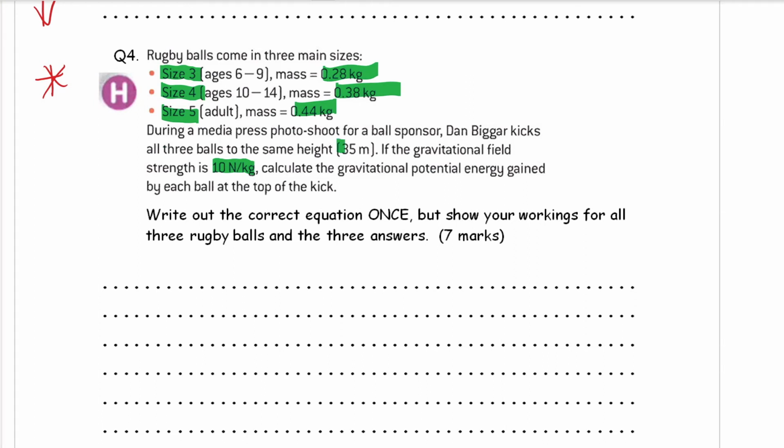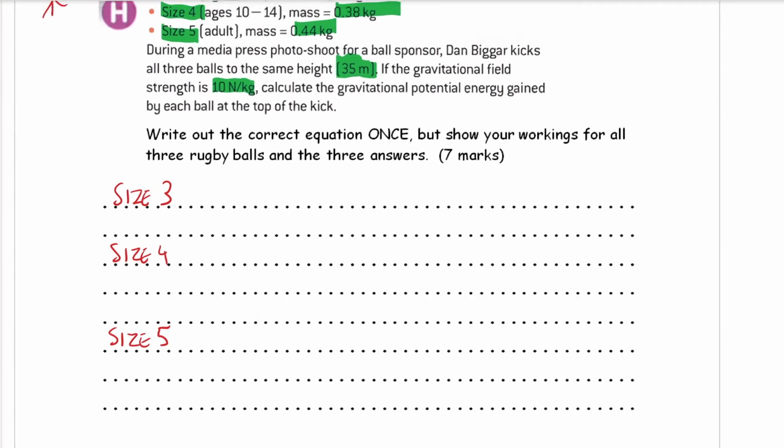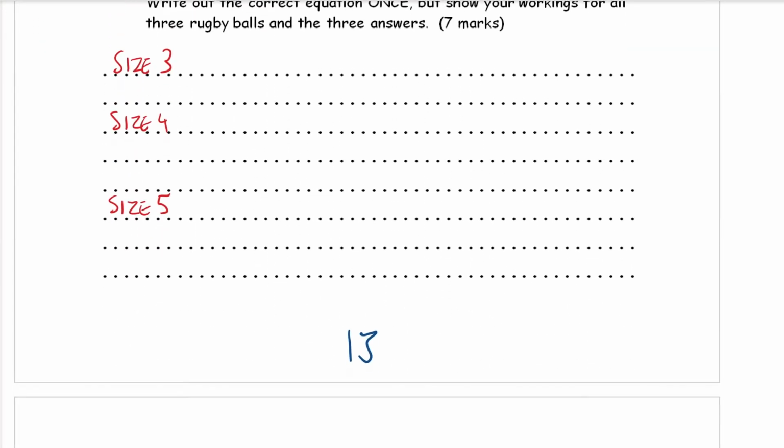Also, he's kicked them all the same height. That takes a bit of skill. 35 meters. Best way to lay out your answer then is to work out the gravitational potential energy gain for the size 3 ball, for the size 4 ball, and for the size 5 ball. So pause the video and do that, please.